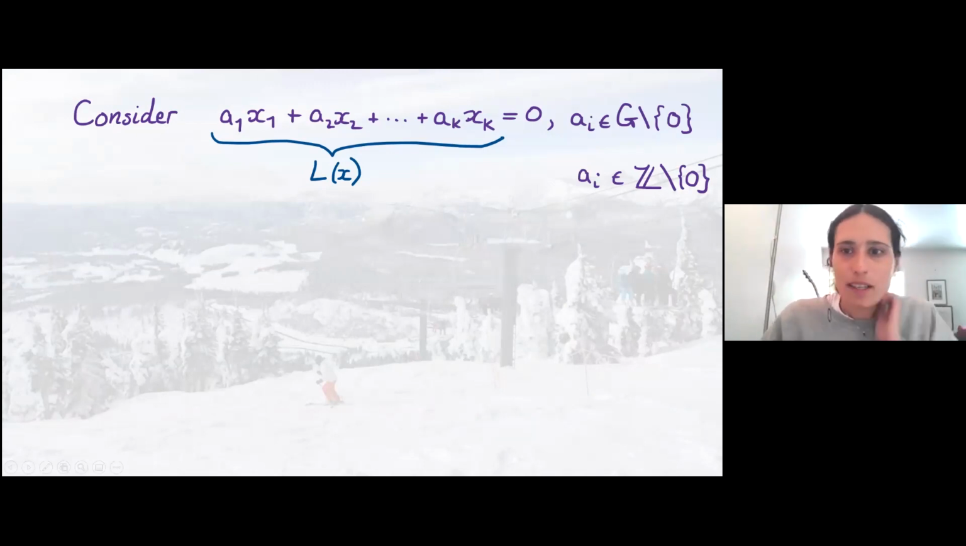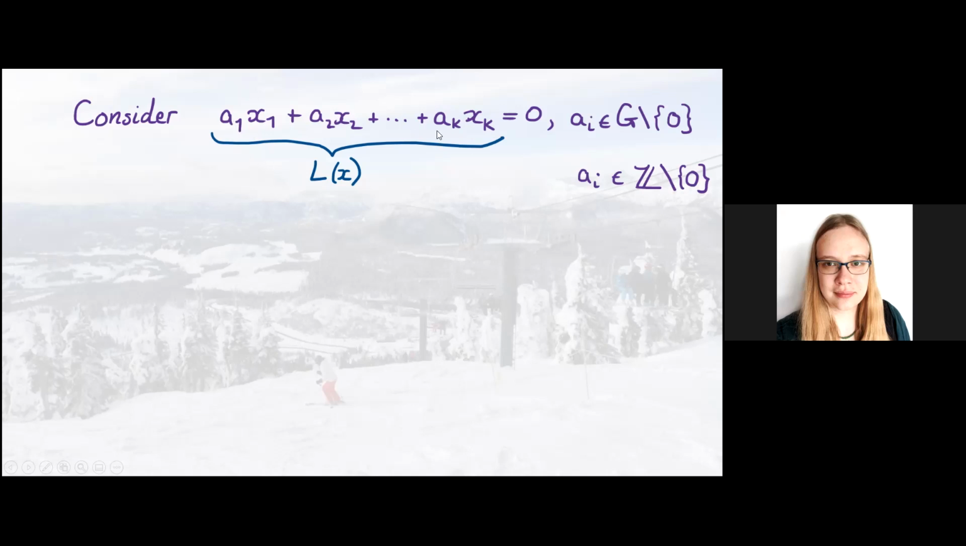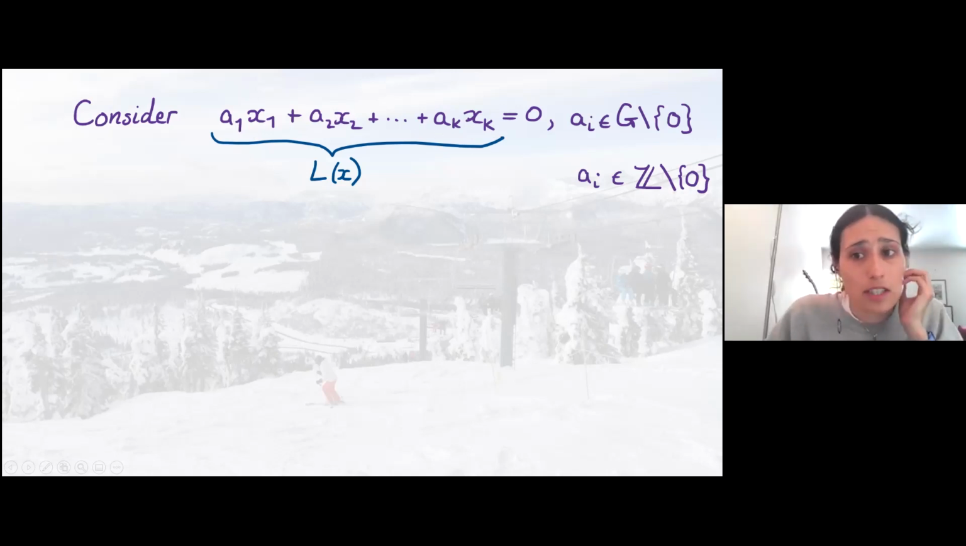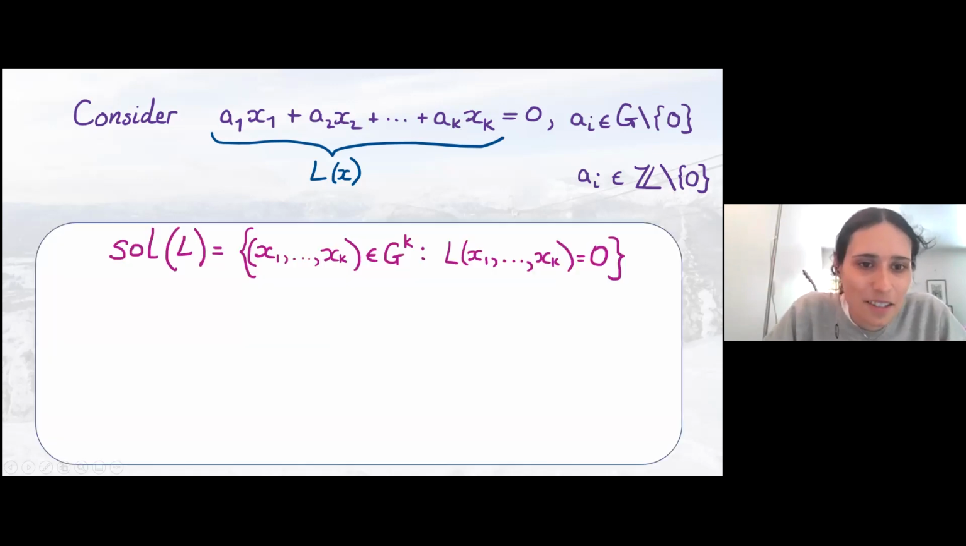So for now, let's just think about single equations. We've got, say, k variables, x1 up to xk, and the coefficients you can pick to be non-zero in your favorite finite abelian group, or think about them as being non-zero integers. So this is an equation, and you can define the solution set of the equation to be just the k-tuples that satisfy this equation.